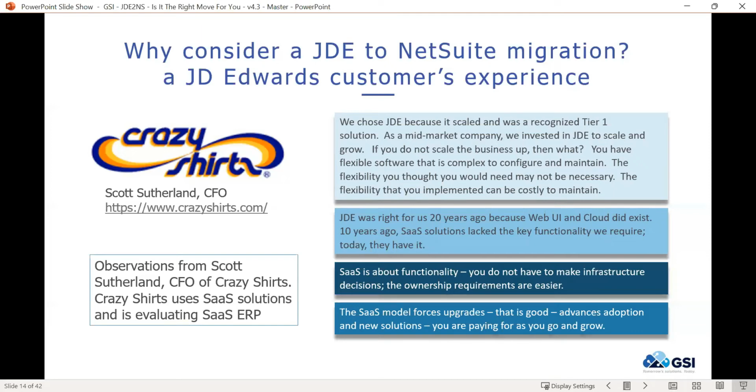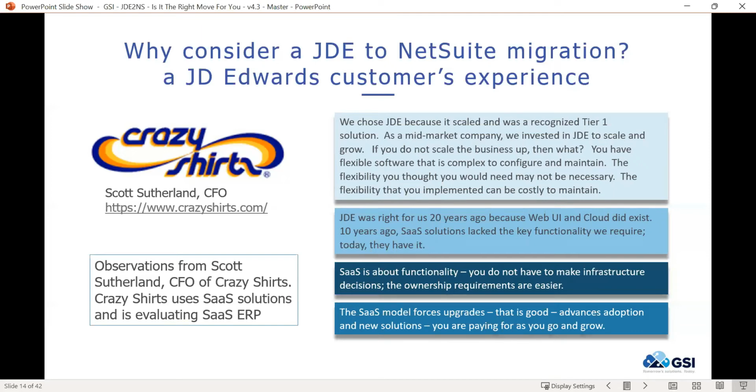And what that ultimately meant to them is that they had a very flexible, very dynamic system that they had implemented, but it was very costly to maintain. And their business wasn't changing as they expected it to. And so what they've started to do is reevaluate this process, like some of you on the line and with our webinar today might be doing as well. Should we reevaluate our ERP platform? Crazy Shirts is going through that process right now.